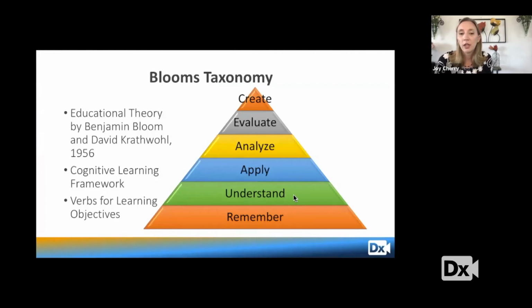Bloom's taxonomy is an educational theory that was first introduced by Benjamin Bloom and David Krathwohl in 1956. It's had many iterations since then, but it has stayed tried and true in education. It's a cognitive learning framework. Think about remember as the baseline, the beginning of education, and create as expertise. You move up the triangle as you stay in EMS, as you teach, and as you learn. These different learning planes are what we are trying to achieve in our EMS education.